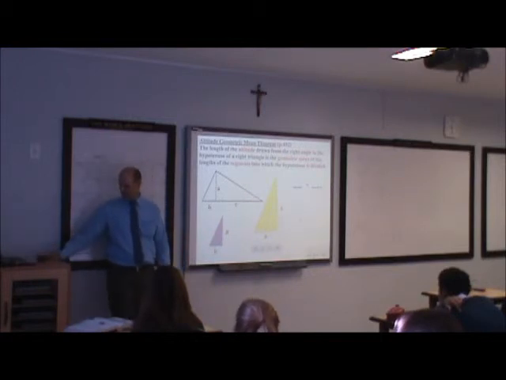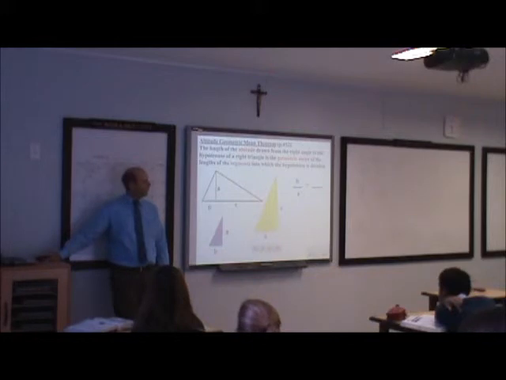Okay. So let's start with B. Let's start with the short leg of the purple triangle, right? So that's B here, right? So let's put that up here into our ratio. And let's put the short leg over the long leg. You with me? Short leg over long leg.